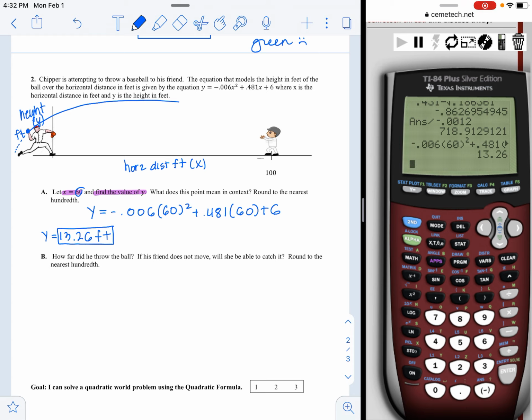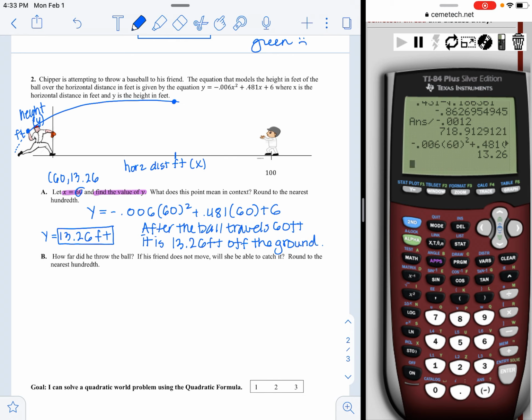Okay, so now it says, what does this point mean in the context? The point I'm talking about is the x value 60, 13.26. So let's say 60 is right here, and this is the point right here. What does that mean? The 60 is the horizontal distance, the x value. 13.26 is the height. So I'm going to say after the ball travels 60 feet, it is 13.26 feet off the ground.